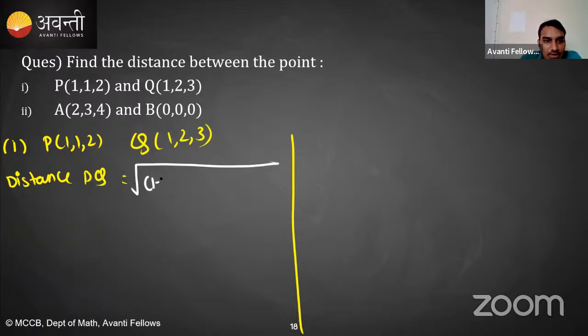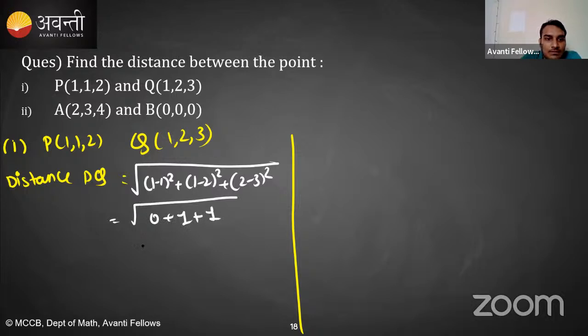So (1 minus 1) whole square plus (1 minus 2) whole square plus (2 minus 3) whole square. So it is nothing but 0 plus (minus 1) whole square, 1, plus (minus 1) whole square, 1. So it means root 2 units. यूनिट्स लिखना मत भूलना, एग्जाम में यही गलती होती है.